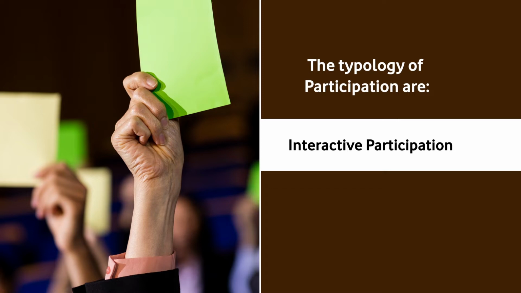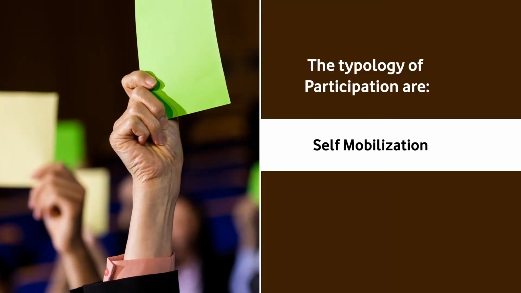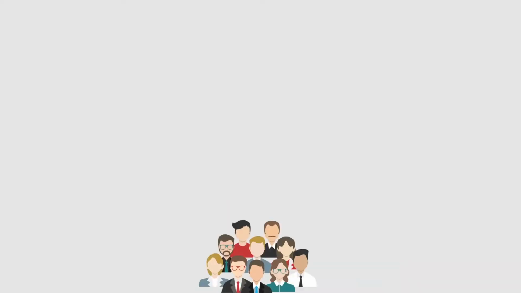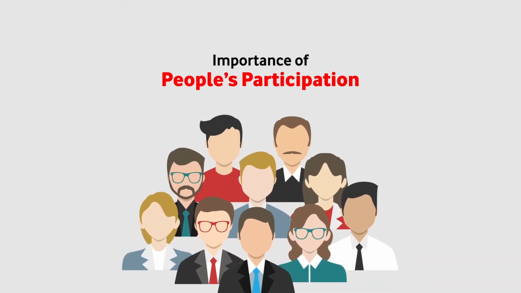Now, as you move from passive participation to self-mobilization, the control of local people increases and the outsiders' control decreases. This is just a brief understanding of different levels of participation. Now what is the importance of people's participation? Let's try to understand what is the importance.